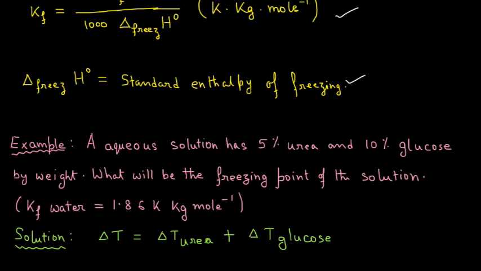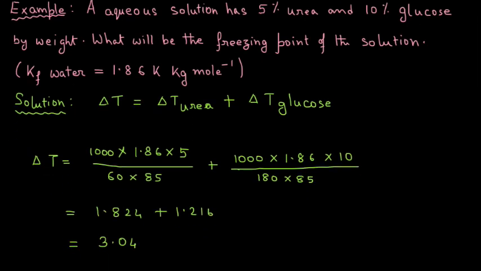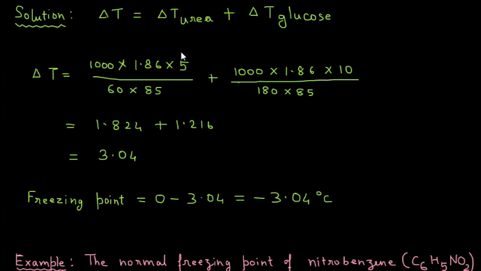So let us see an example. An aqueous solution has 5% urea and 10% glucose by weight. What will be the freezing point of the solution? Kf of water is equal to 1.86 kg per mole. So delta T is equal to delta T urea plus delta T glucose. Putting the values into the formula, 1000 into 1.86 into 5 upon 60 into 85 plus 1000 into 1.86 multiplied by 10 upon 180 multiplied by 85. Upon adding, we get 3.04. Freezing point is 0 minus 3.04, that is minus 3.04 C.